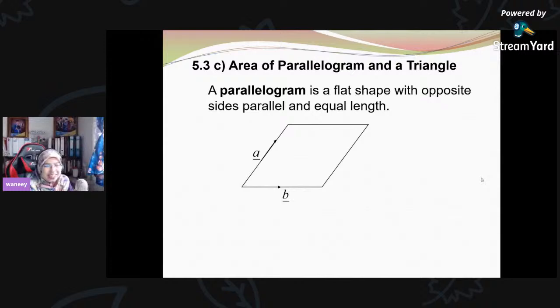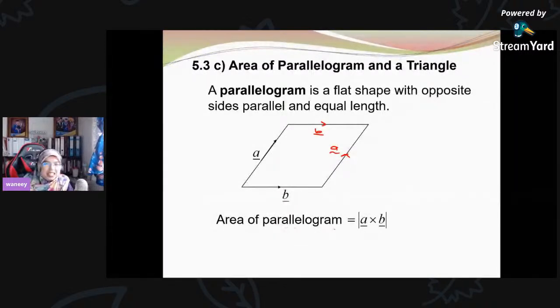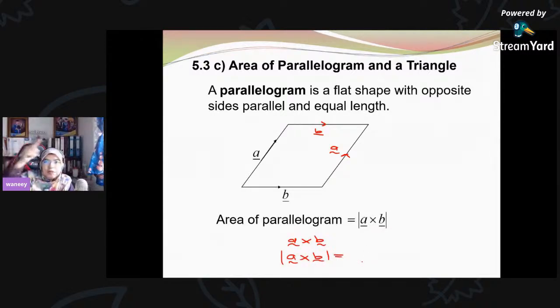So we have side A and B. If this is A, this is also A. If this is B, this one is also B. The area of the parallelogram is equal to the magnitude of A cross B. This is not the modulus, it is a magnitude. So we have to calculate A cross B first. Once you know the value of A cross B, you simply take its magnitude. The magnitude is the one with the square root, where we do x squared plus y squared plus z squared.